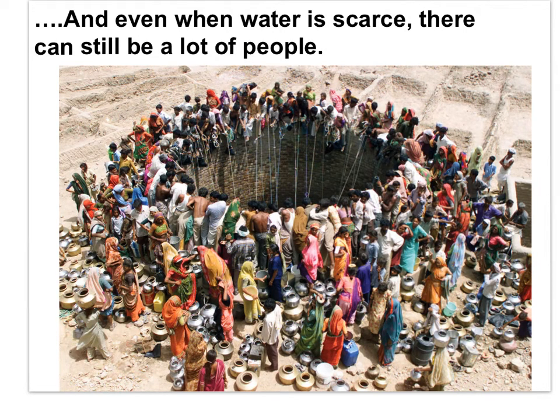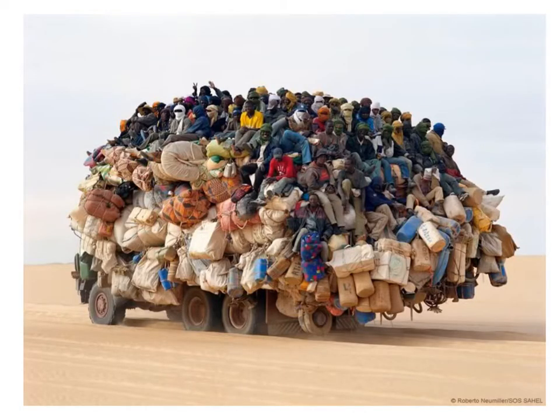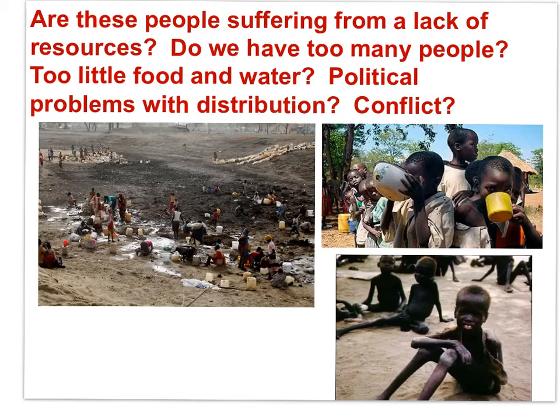Are we looking at the effect of a density-dependent limiting factor in this image of people seeking water from a well? Are we looking at potential density-dependent limiting factors in this image of many people seeking resources in a desert? Remember, the carrying capacity of one biome is not the same as the carrying capacity of another biome. Are the people in these images suffering from a lack of resources? Do we have too many people on the earth? Or are there just too many people in these locations?